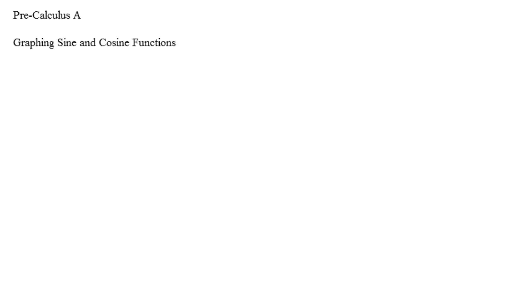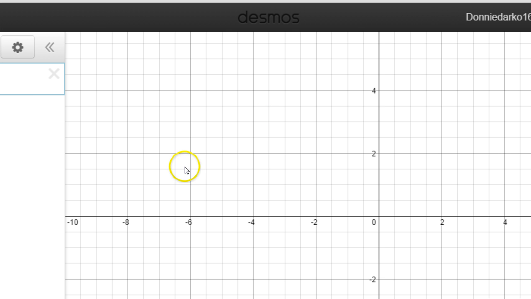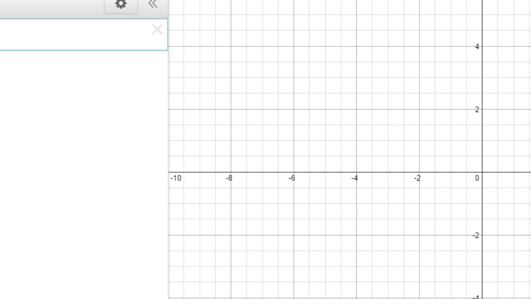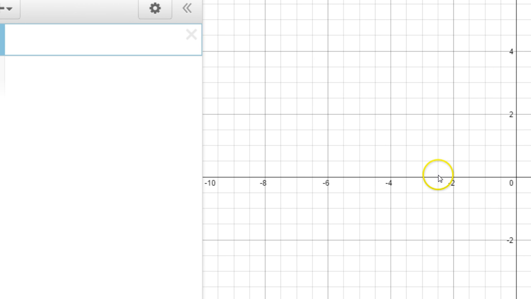Alright, hi you guys. Today in Pre-Calculus A we'll be talking about graphing sine and cosine functions, and they're very similar. As you've already learned in Algebra 2, when you started to graph this stuff, you started to learn some of the finer intricacies. My highest recommendation is to just go ahead and start using everything you can on Desmos. So if you're not using Desmos, please do.